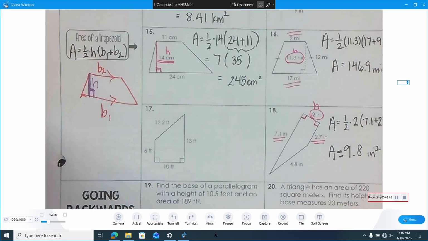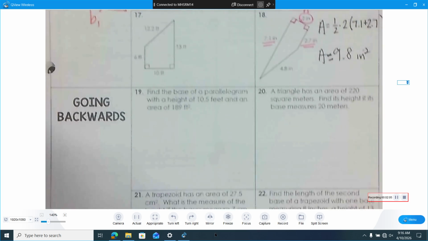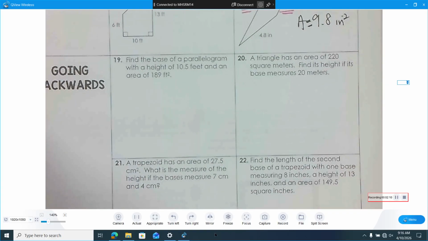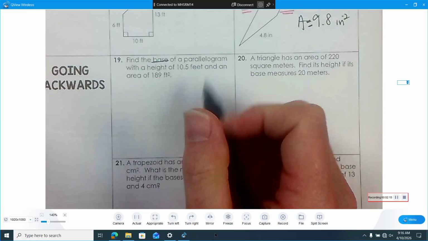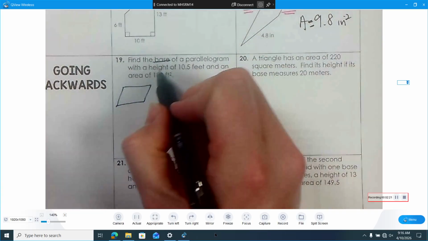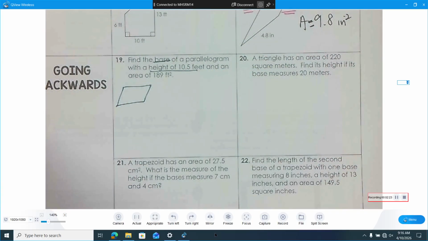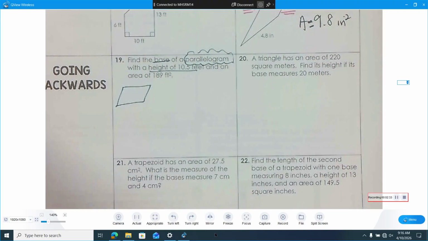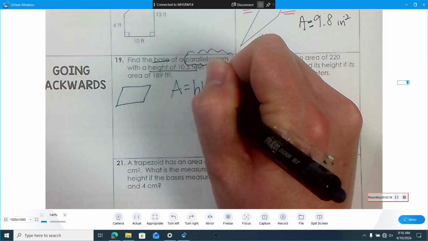Okay, so today we're using those same formulas. We want to be able to go backwards and do some applications as well. So number 19, we want to find the base of a parallelogram. Here we have a parallelogram with a height of 10.5 feet and an area of 189 square feet. First of all, they tell me that I have a parallelogram. What's the formula for the area of a parallelogram? Yeah, it's just base times height.